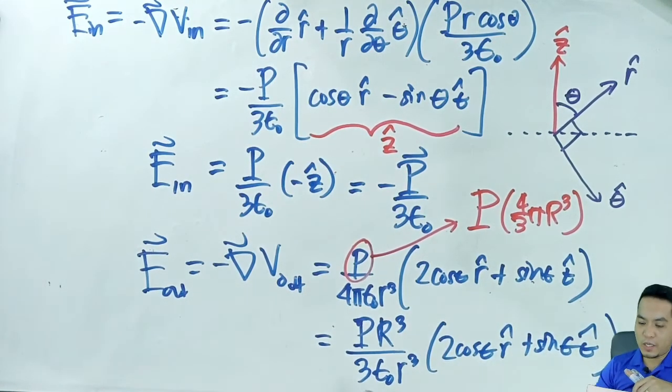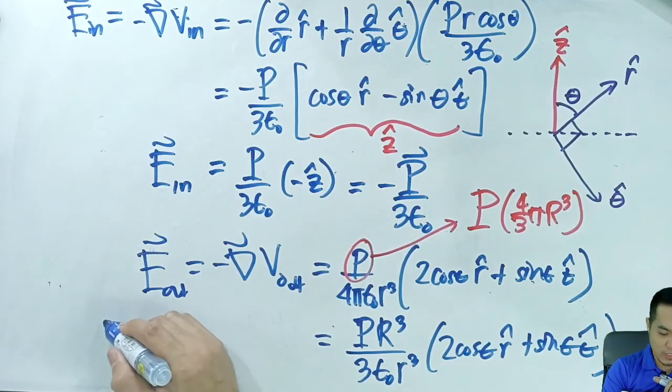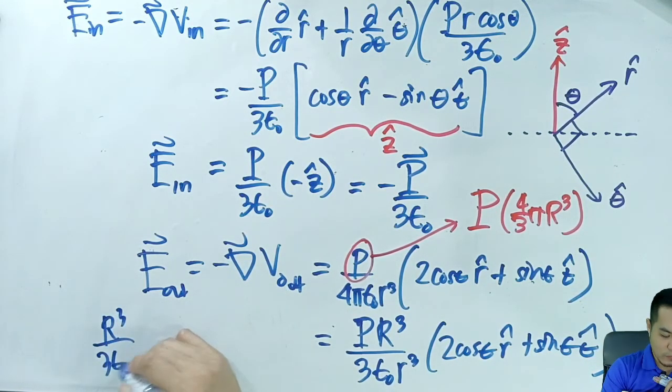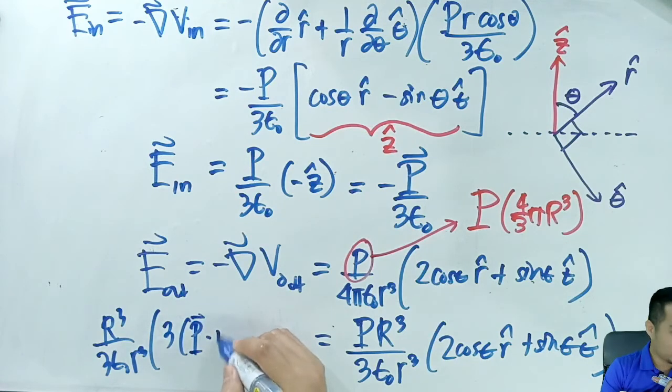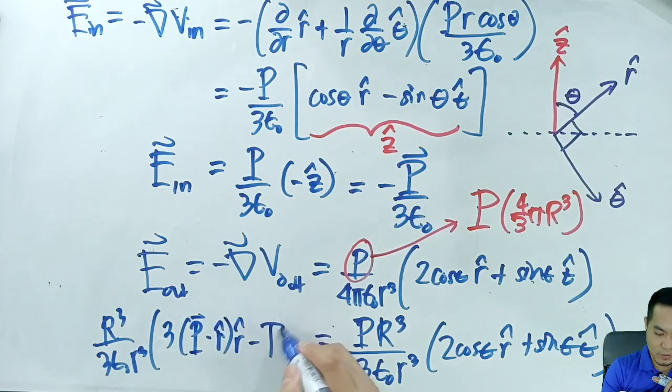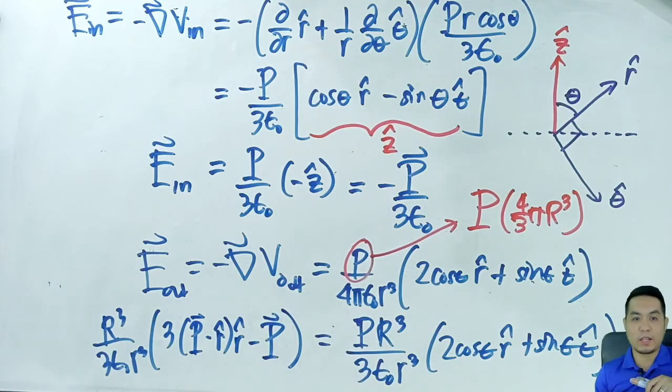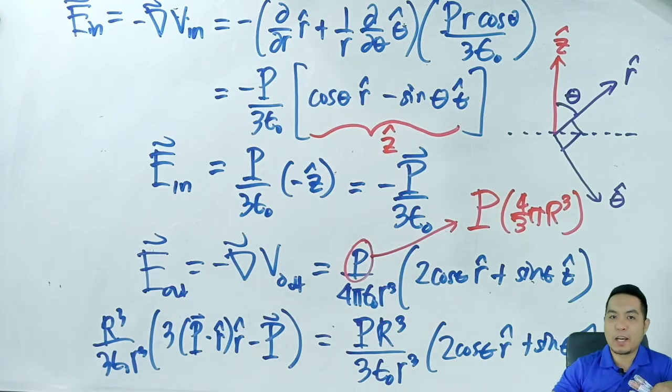And you can actually write this in coordinate-free form. In coordinate-free form, you can write this as R cubed over 3 epsilon naught r cubed times 3 p dot r hat r hat minus p. Similar to the electric field of a dipole, you can also write it in coordinate-free form, free from any coordinate system. Okay, so outside it's a dipole.